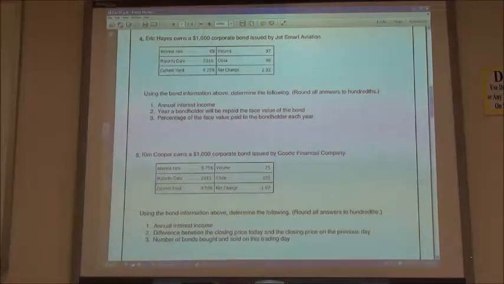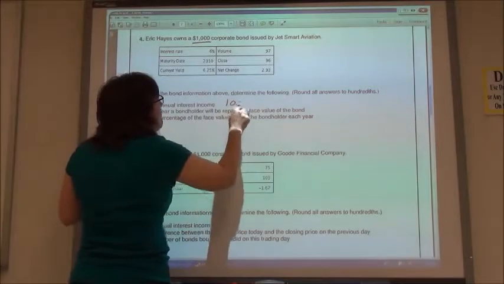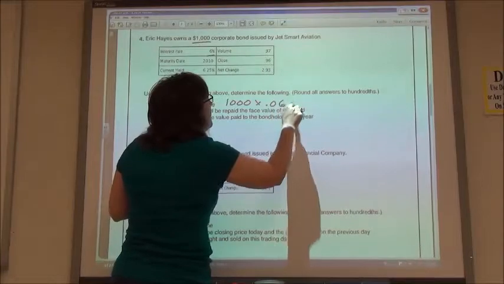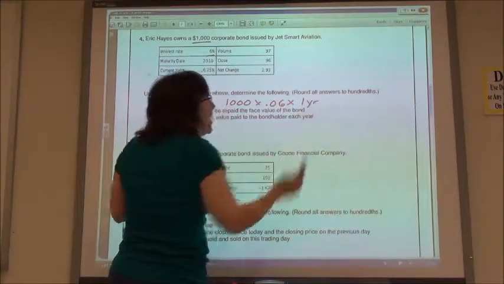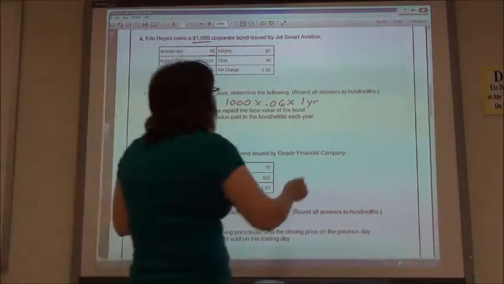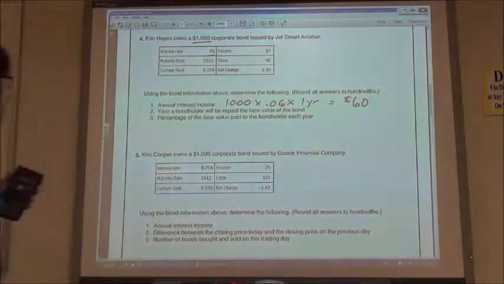So it says, using the bond information above, determine the following, round all answers to hundredths. The annual interest income. So my bond is worth $1,000. My interest rate is 6%, 0.06, and I'm doing it annually, so I'm doing 1 year at a time. So I'm going to take my $1,000 times my 0.06 times the 1 year, and so my annual interest income is $60 per year.